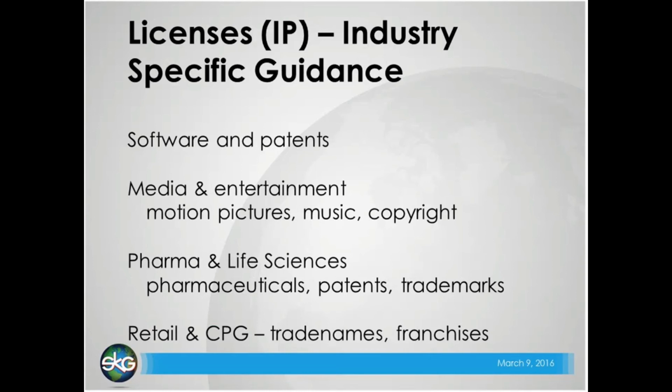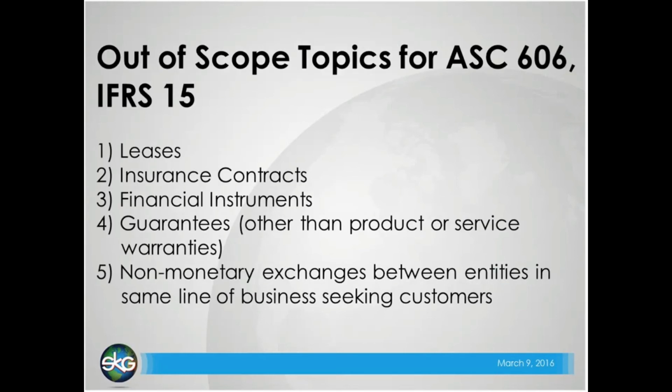One of the other areas that is covered specifically in the new guidance is related to licenses or IP. So there is industry-specific guidance provided in this area. Those would be things like software, patents, media, entertainment, pharma, life sciences, retail, and CPG, and you can see the issues that we've noted here on the slide. But these all have specific guidance in the new standard.